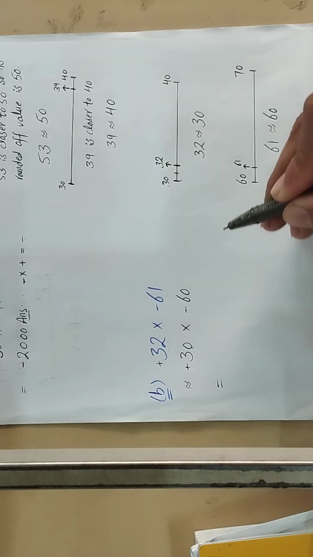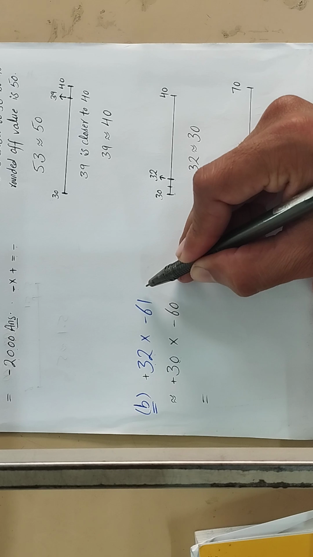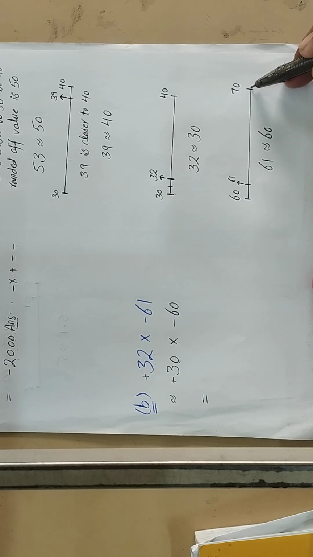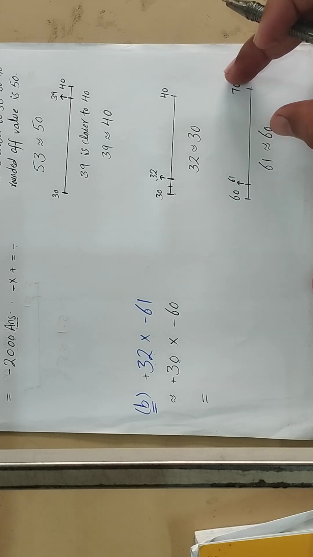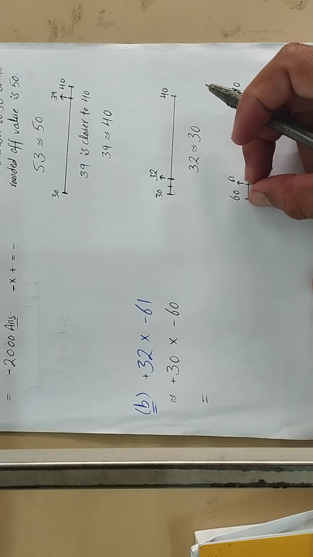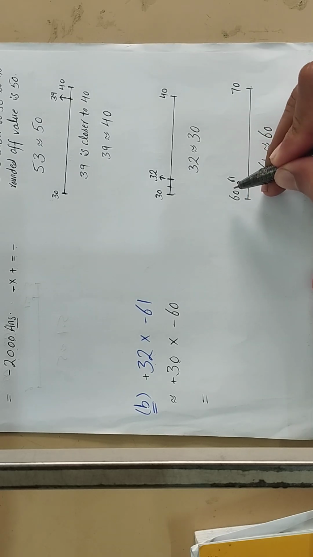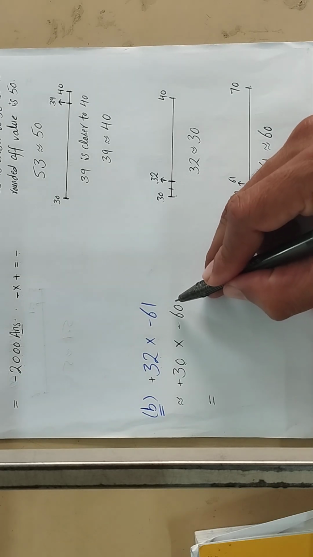Now let's round off this number, 61. It is between which two tens? 61 is between 60 and 70. On the number line, 61 is approximately here. It is closer to 60 as compared to 70, as there is a small gap between these two numbers as compared to this gap. So its rounded off value is 60. Now let's write this rounded off value here.